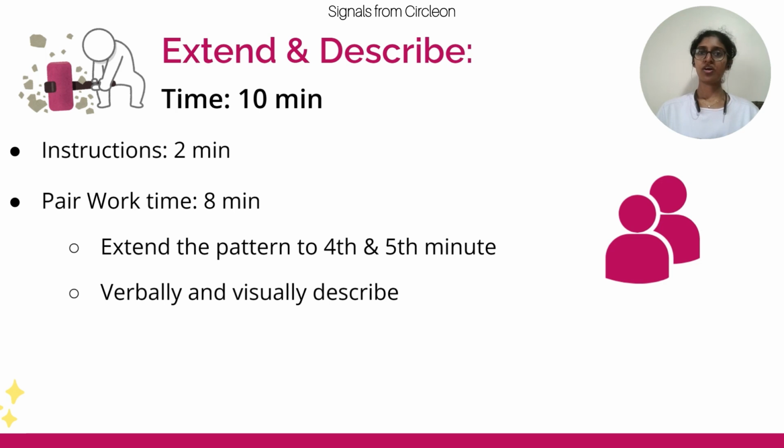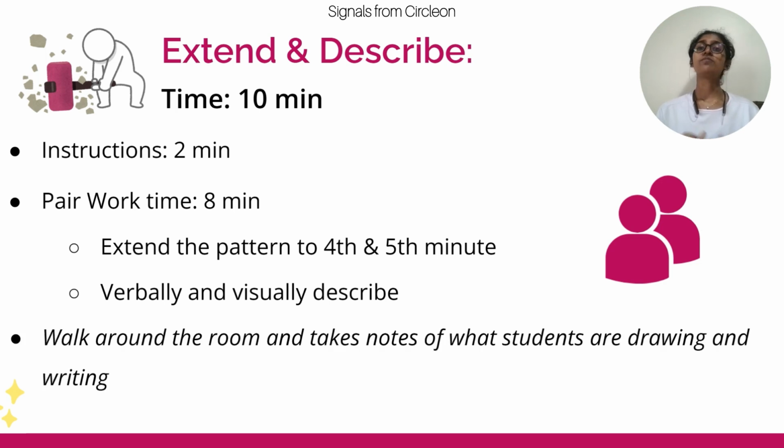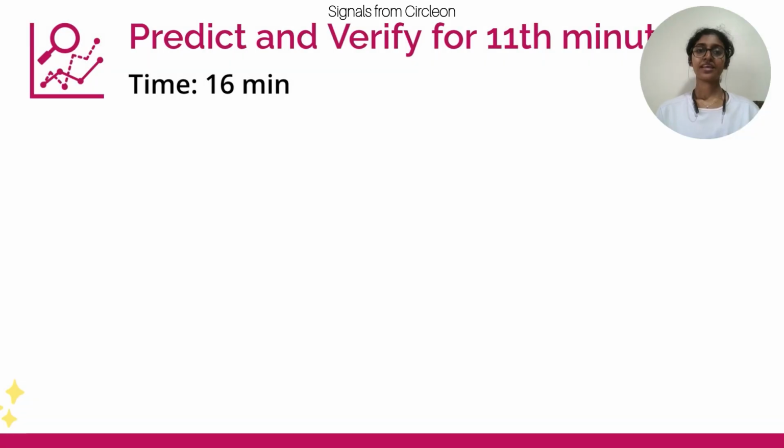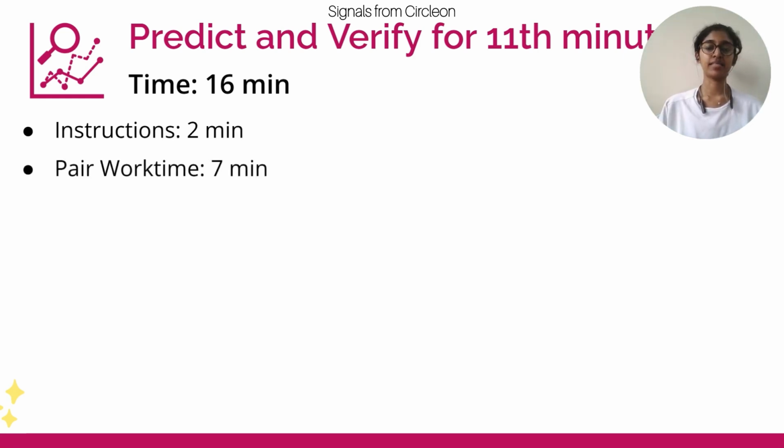While the students are working on this, walk around the room and observe what they are doing, what they are writing, and what they are drawing. Now we are going to predict for the 11th minute. For that, we have 16 minutes. The students are going to work in their pairs where they actually predict for the 11th minute. So remind the students what prediction actually means.